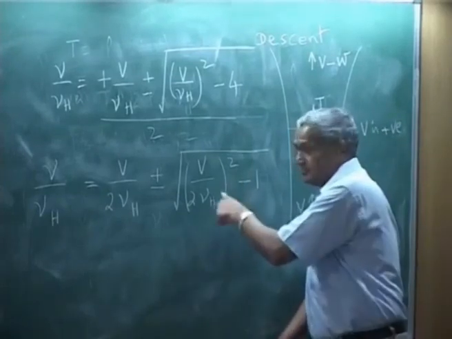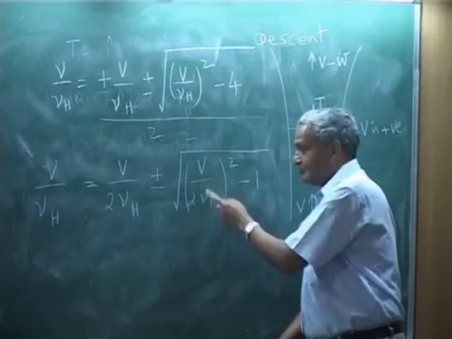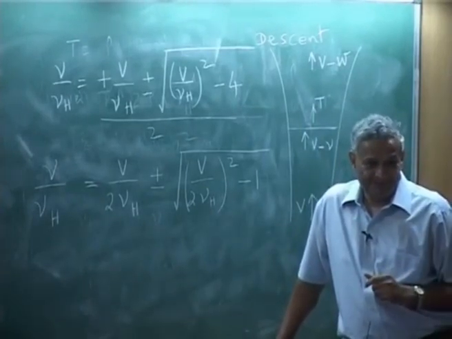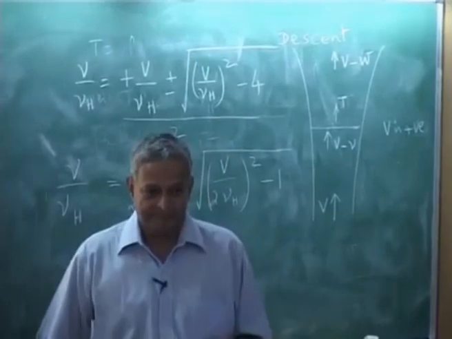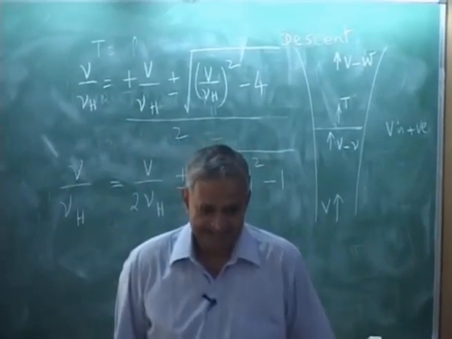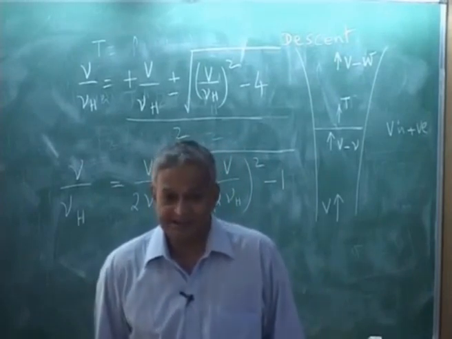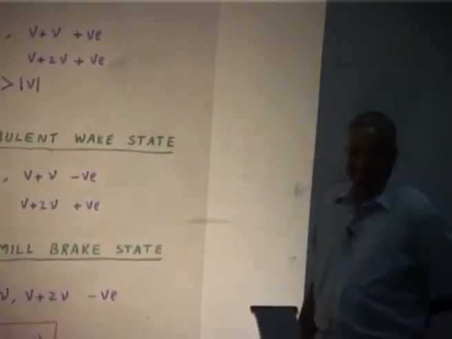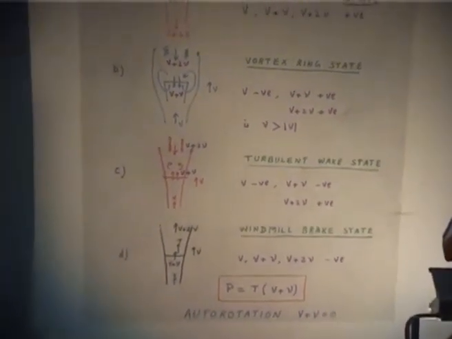Another thing is, this will become imaginary when v is less than 2 nu h. That means there is no root. Okay. If my descent velocity is less than 2 nu h, I cannot have. But when it is valid, that means my descent velocity should be more than 2 nu h. More than 2 nu h is what? Descent velocity. V plus 2 nu h should be positive.